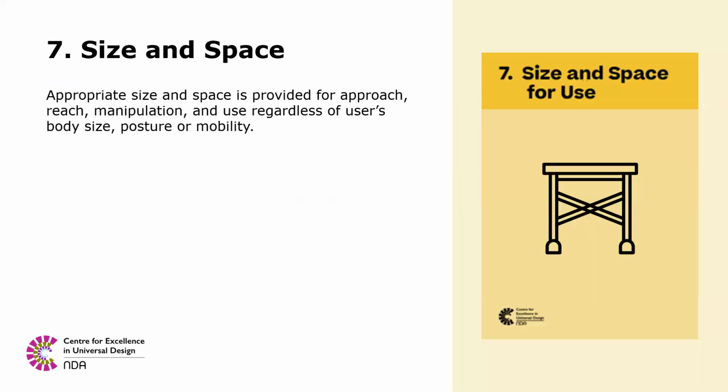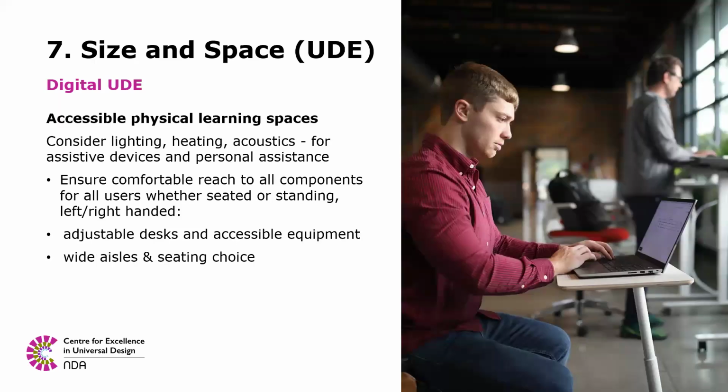And then finally, principle 7. So this relates to size and space. For this, appropriate size and space is provided for approach, reach, manipulation, and use, regardless of the user's body size, posture, or mobility. This might seem more relevant to physical classrooms, but it's an important consideration for digital environments as well.